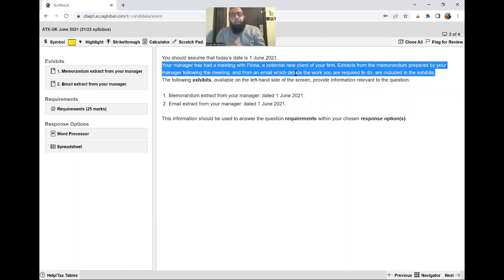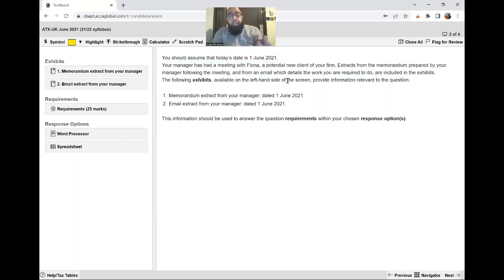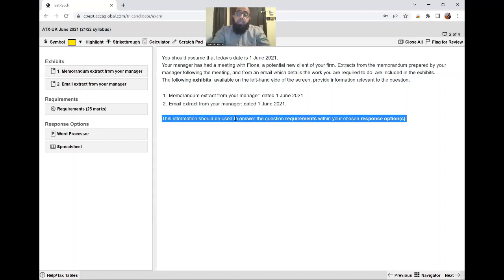Now, this is some basic reading. Normally, no useful data is given in it. The following exhibits are available on the left-hand side of the screen, and provide relevant information. Number 1 is a memorandum extract from your manager, and number 2 is an email extract. The information should be used to answer the requirements within your chosen response.